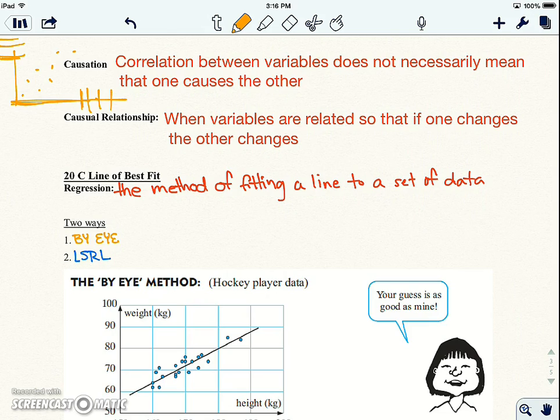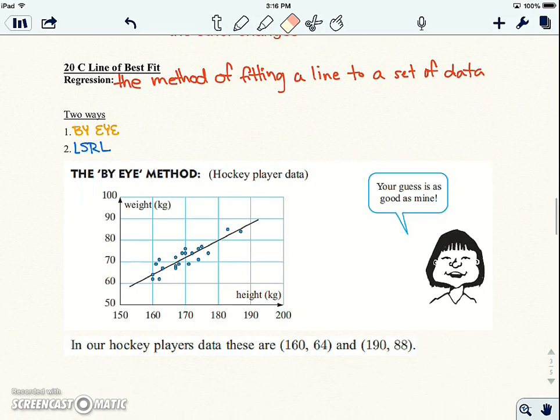So there's that relationship there, but it's not a causation. A causal relationship is when variables are related so that when one changes, the other changes. All right, so let's talk about the line of best fit.